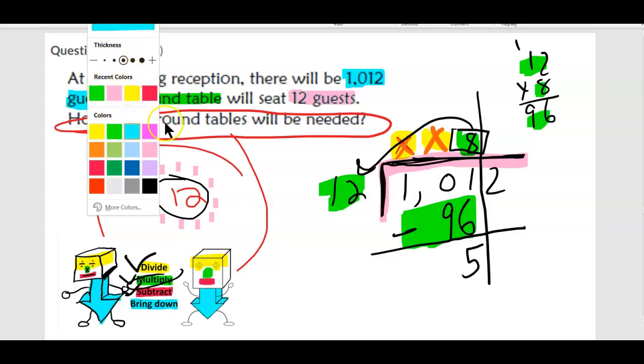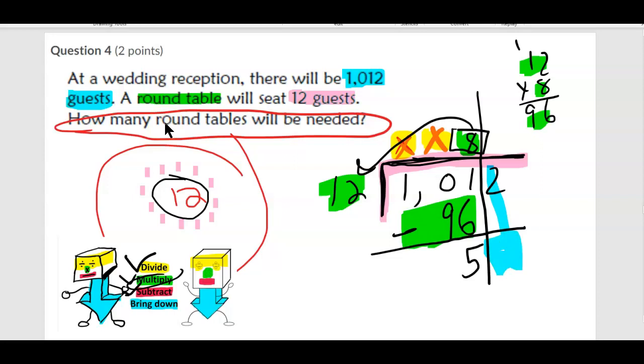Okay, let's bring down. We're going to bring this 2 down here. Bring it down. That's the body. 52. Hut, hut, hike. So now we repeat. Recycle the process. Divide again. But this time we're going to divide.